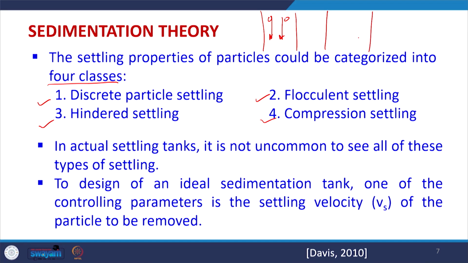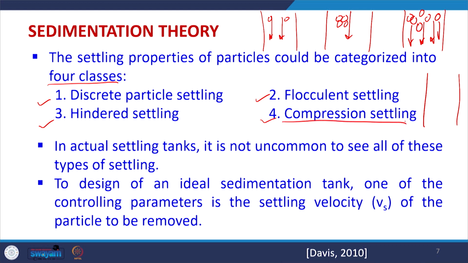Then we have flocculent settling, where the particles are coming together and forming bigger flocks, and then they are settling down. In hindered settling, the amount of particles is so large that they actually affect the settling of each other. And in the fourth stage, compression settling, the amount of particles is much larger, so that particles themselves compress the particles which are at the bottom, and thus the settling occurs.